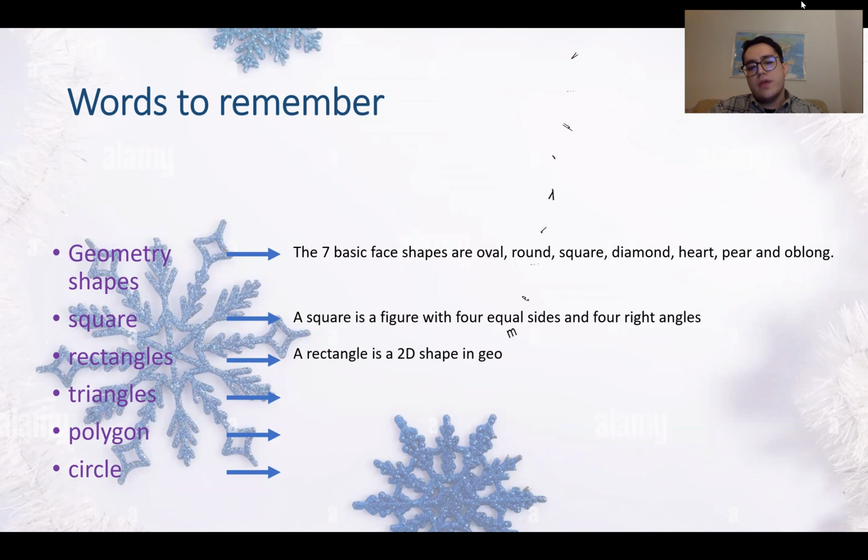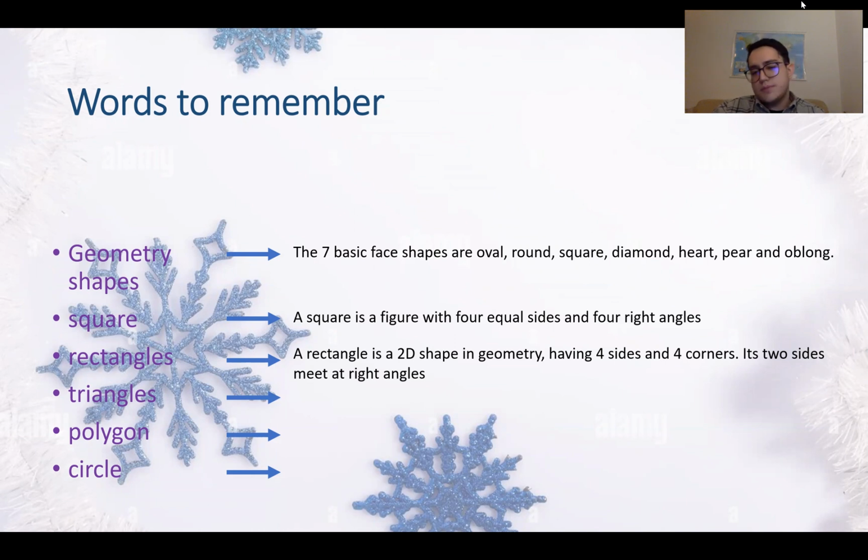Rectangles. A rectangle is a 2D shape in geometry, having 4 sides and 4 corners, its 2 sides meet at the right angles. So what I mean is it has 4 sides, which the ones that are opposite of each other are equal to each other, while the square has 4 sides, 4 corners also, but all 4 sides have the equal size.